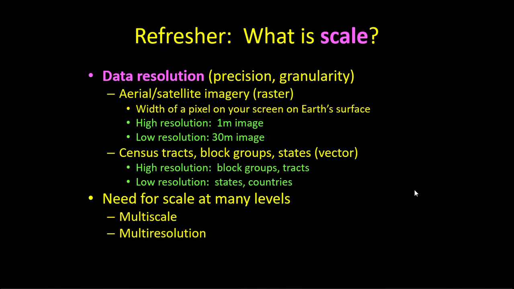Data resolution, we have two different ways to think about this. And we think about it in terms of raster data. I'm not going to go into this. This is something covered in GIS, but there are different ways that we show geographic information. And one of them is called a raster. Essentially, just think of it as a photographic image. It can be an aerial photograph or satellite imagery. And here, when they use the term resolution, they refer to the width of a pixel on your screen and how that relates to actually Earth's surface.